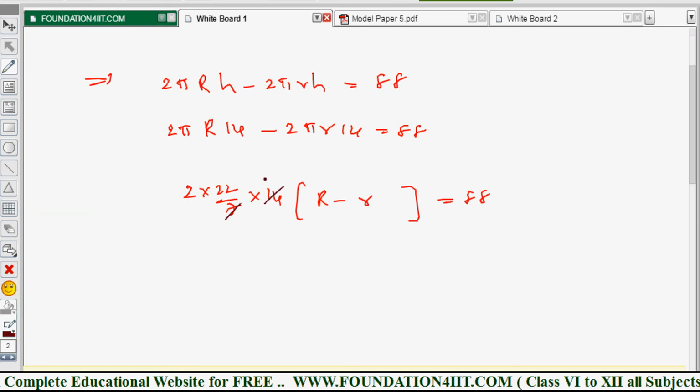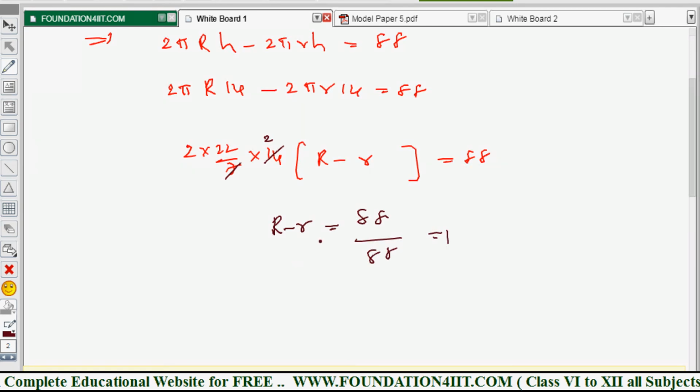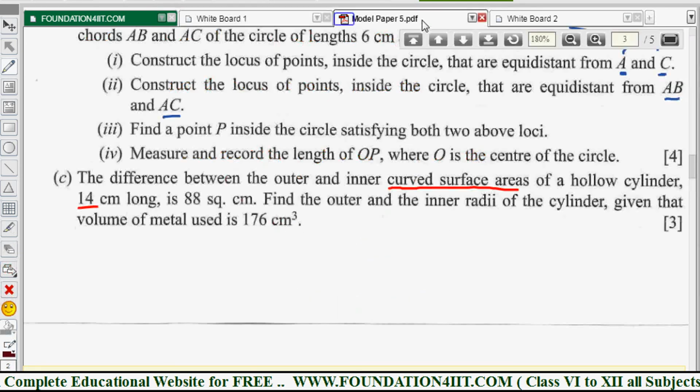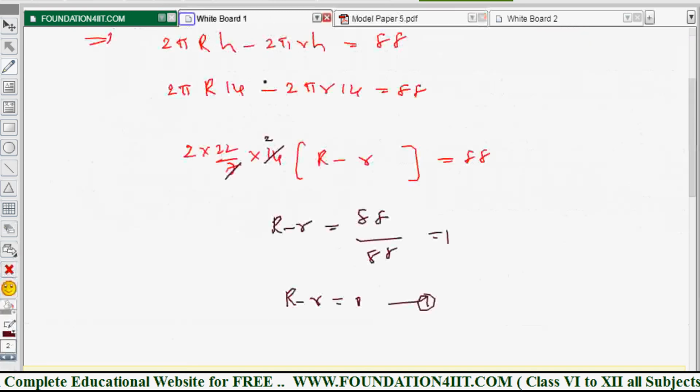So 7 ones are 7, 7 twos are 14, and capital R minus small r is equal to 88 divided by 2 into 22 into 2, that is 44, again 88, that is equal to 1. Therefore capital R minus small r is equal to 1. Let it be equation 1. And one more detail is given here: the volume of the metal is 176. Okay, volume is given. Then let us apply the volume formula.